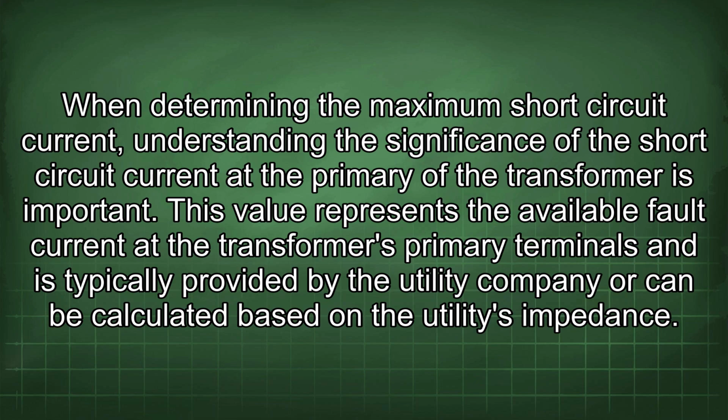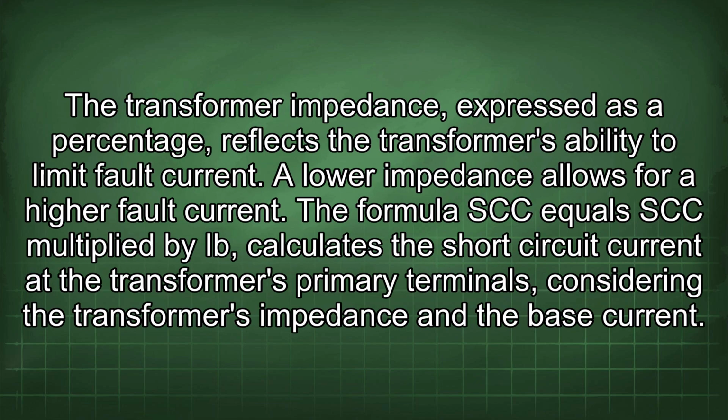When determining the maximum short circuit current, understanding the significance of the short circuit current at the primary of the transformer is important. This value represents the available fault current at the transformer's primary terminals and is typically provided by the utility company or can be calculated based on the utility's impedance. The transformer impedance, expressed as a percentage, reflects the transformer's ability to limit fault current. A lower impedance allows for a higher fault current. The formula SCC equals SCC multiplied by I calculates the short circuit current at the transformer's primary terminals, considering the transformer's impedance and the base current.